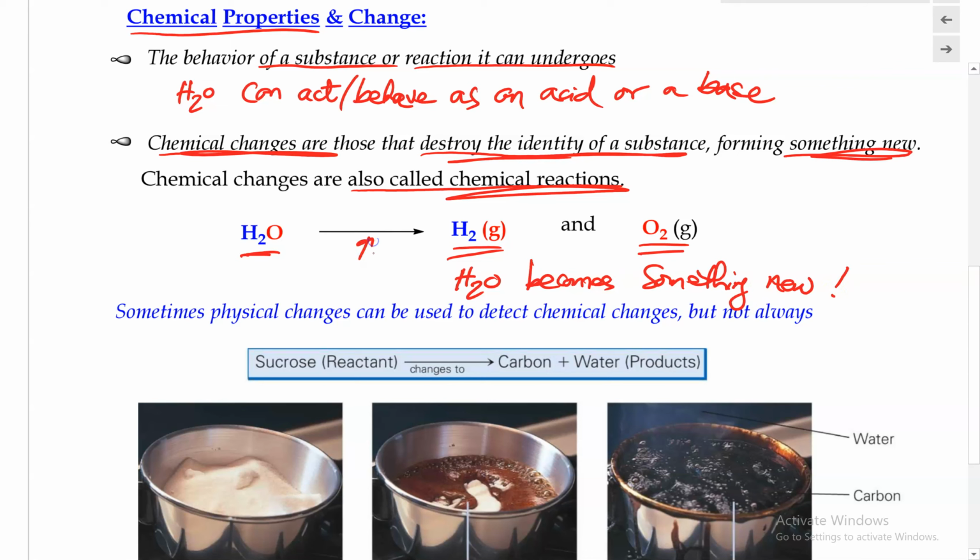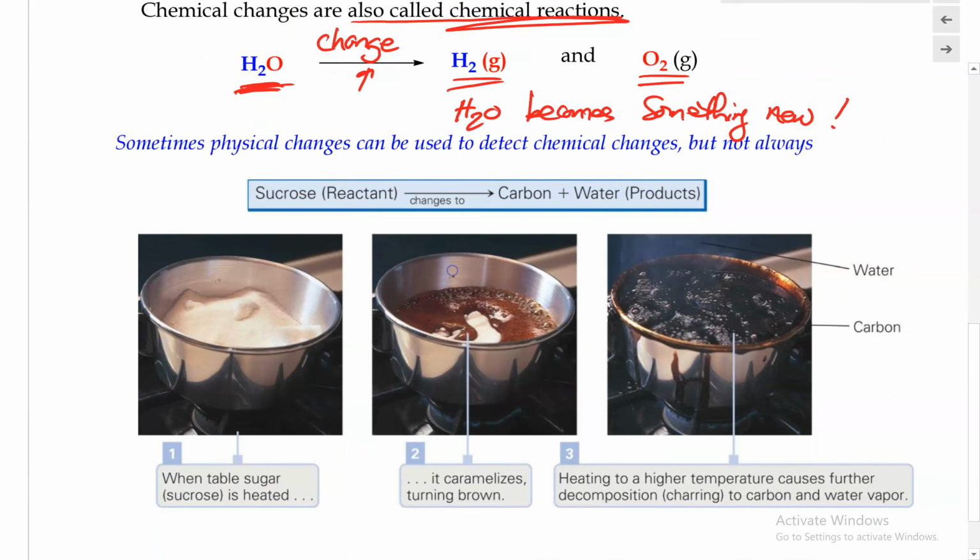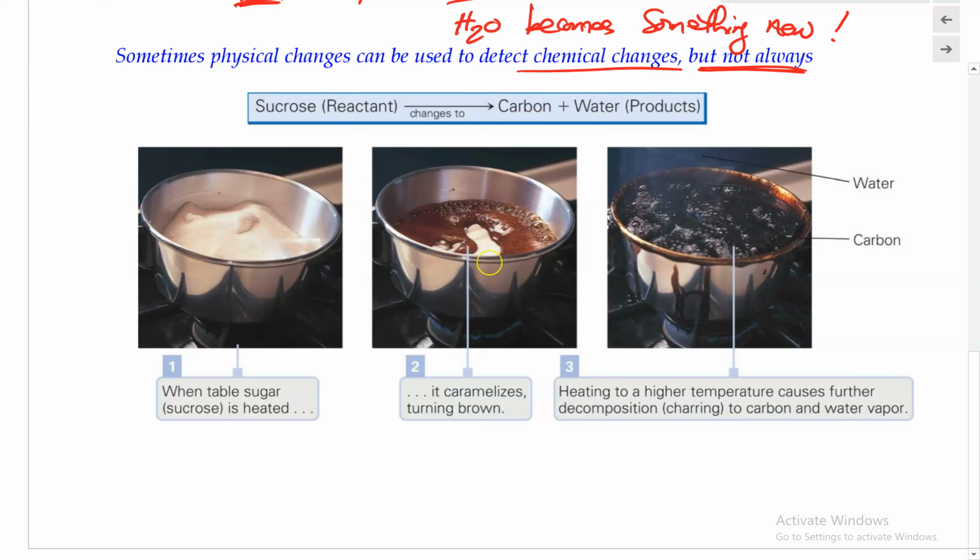And this arrow right here, sometimes we use an arrow to represent a change. If we draw an arrow after something, then that means we're doing some change to it. And in this case, because the formulas of the substances are changing from water into other substances, this change will be the chemical change. And sometimes physical changes can be used to detect chemical change, but please remember that not always. For example, if we were to take this bowl of sugar right here and we heat it up, we will begin to melt it and turn this into caramel.